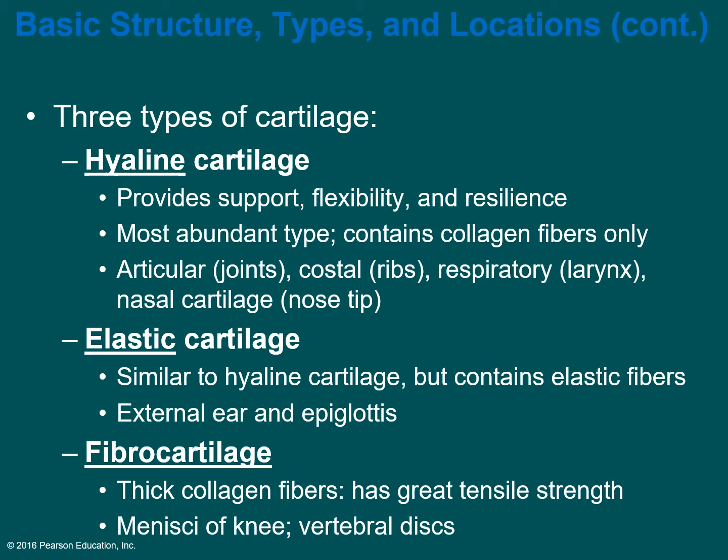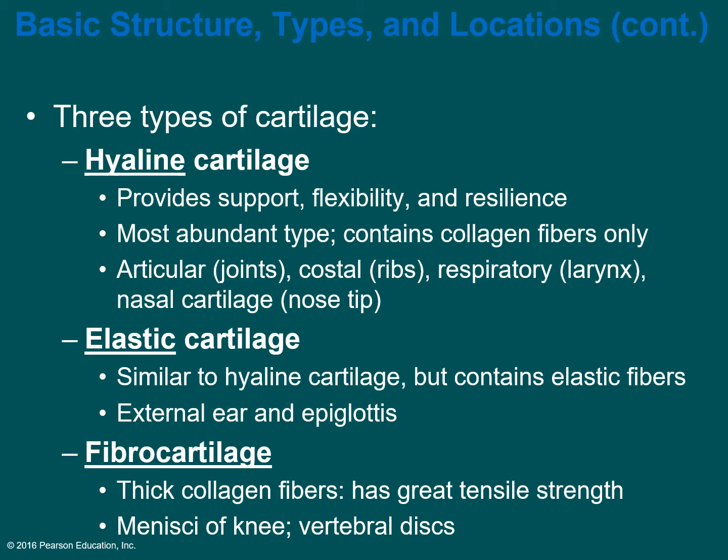Hyaline cartilage provides a lot of flexibility, support, and resilience. It is the most common type. It has only collagen fibers in it. Some examples would be your articular cartilage, in articulations or joints. Costal cartilage: anytime you see the word costal, think ribs, so that's in your ribs. Also the respiratory and nasal cartilage, so the tip of your nose is hyaline cartilage.